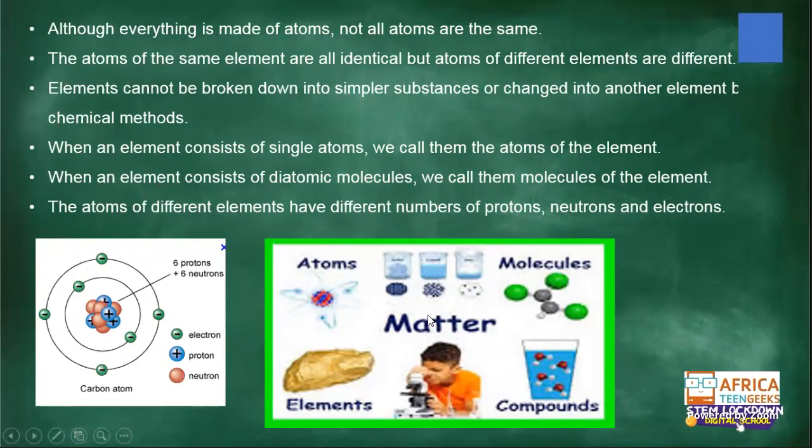Okay, so now basically matter is made up of a solid, a liquid, and a gas. And atoms are basically the building blocks of matter. And atoms make up elements. A combination of atoms is basically called a molecule. And molecules that are similar in nature make up elements, and molecules that are different in nature make up compounds.